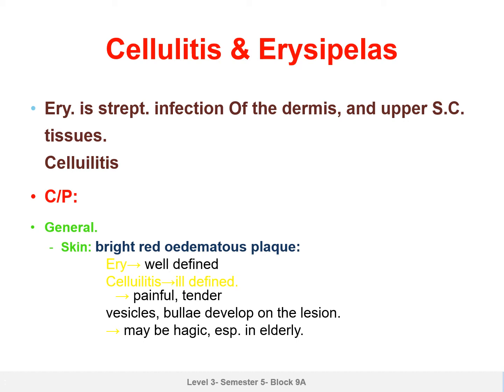The patient clinically has general manifestations of infection: fever, headache, malaise. The skin shows a bright red edematous plaque, which is erythematous. The main difference between erysipelas and cellulitis is that the erythema of erysipelas is well defined, but in case of cellulitis the lesion is an ill-defined red erythematous plaque, which is painful, tender, showing vesicles and pus that develop on the lesion, may be hemorrhagic, especially in the elderly.